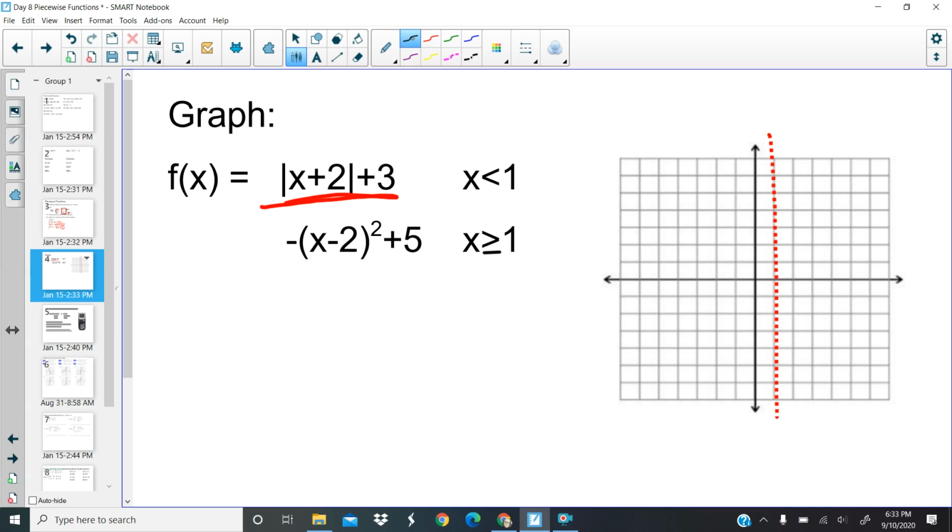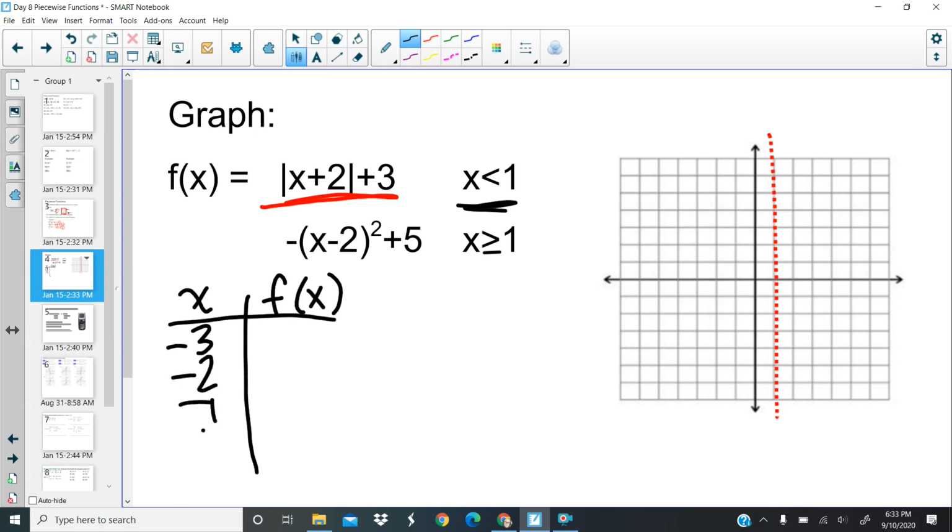Then I'm going to start looking at some different numbers. For x less than 1, I'm going to start plugging in some numbers around, like, negative 2, negative 1, 0, and I'm going to plug in a 1 as well, even though it's not actually in that interval. I'm just going to make a table, and I'm going to have x and f of x. For x, let's actually start at negative 3, negative 2, negative 1, 0, and 1.